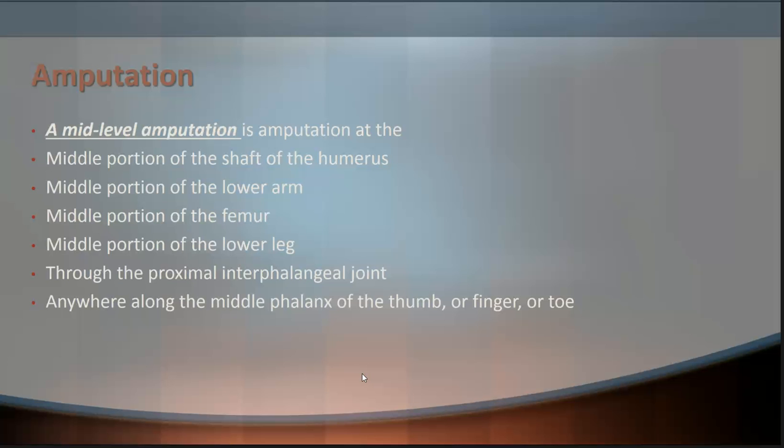Midline amputation is amputation at the middle portion of the shaft of the humerus, or the middle portion of the lower arm, or the middle portion of the finger, etc. Also, a mid amputation or detachment is anywhere along the middle phalange of the thumb, finger, or toe.